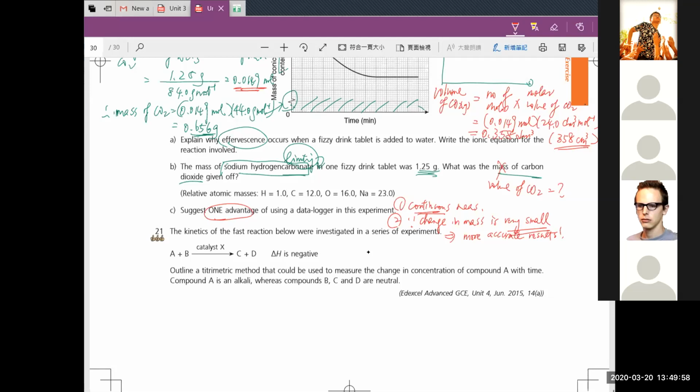Question 21. It is something like an essay type question. Outline a titrimetric method that could be used to measure the change in concentration of compound A with time. Compound A is alkaline, while compounds B, C, and D are neutral. A is alkaline. So you may guess what I want, right? So what are the major steps?